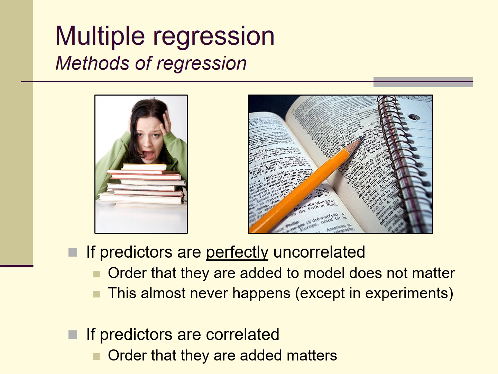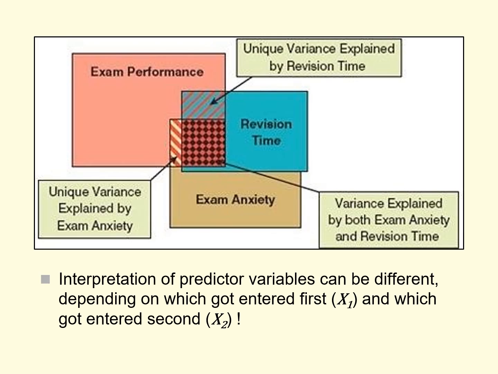And so if we have a situation where our predictor variables are correlated, the order that they're entered into the model can matter, at least in terms of how we choose to interpret the contributions that each of those predictor variables make to the model. Just to put that another way, the interpretation of predictor variables can be different depending on which one gets to enter the model first, which one becomes predictor variable 1 and which one enters second and becomes predictor variable 2.